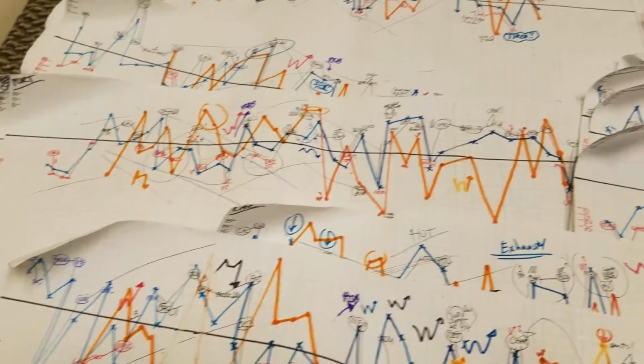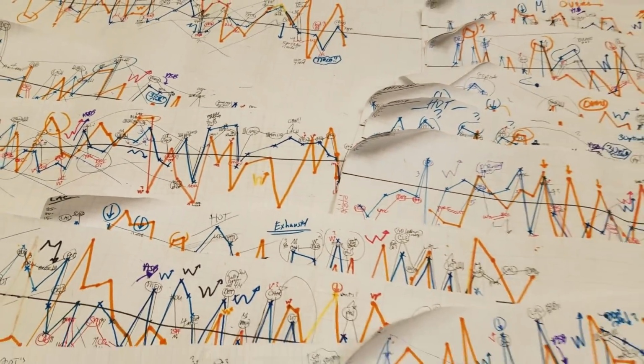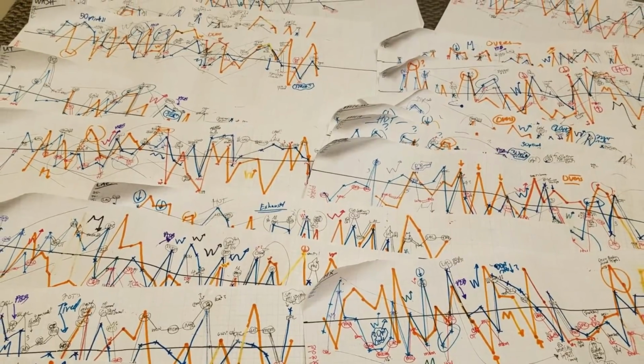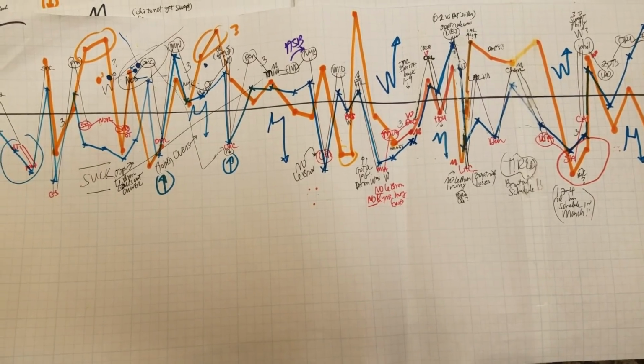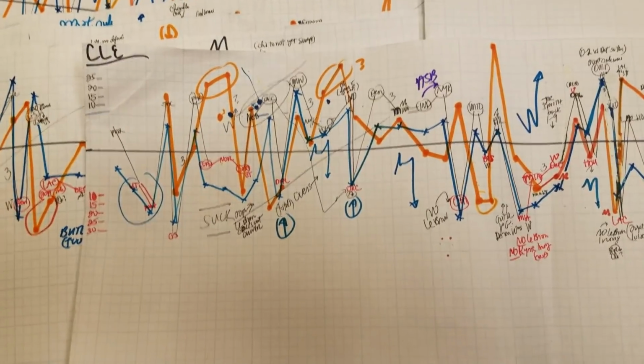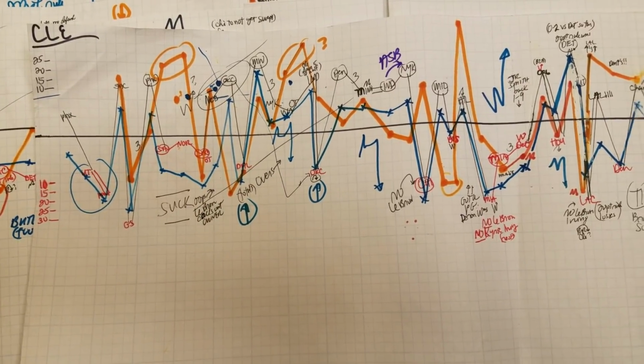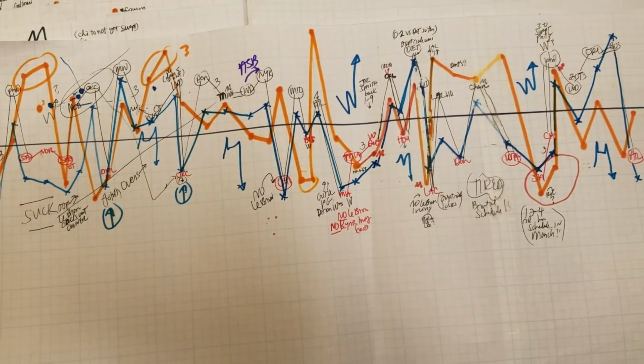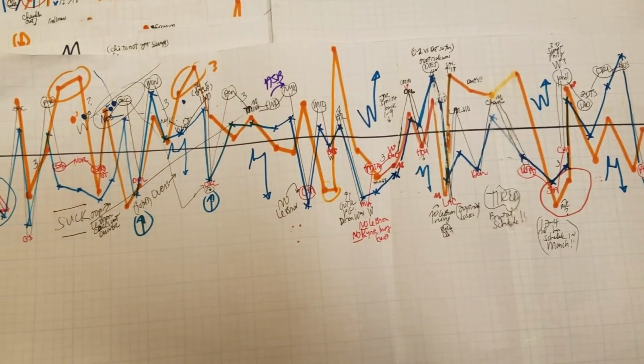So let me give you an example of how I use one of these charts to help me predict the outcome of a future game. Okay, so you see here, this is an example of the Cleveland Cavaliers last year. You'll see a bunch of different colors and circles and all kinds of notations.